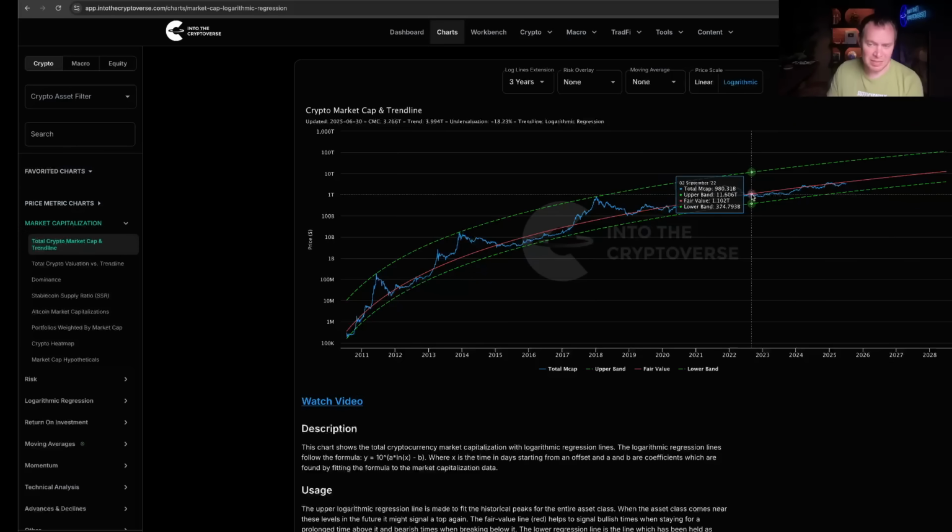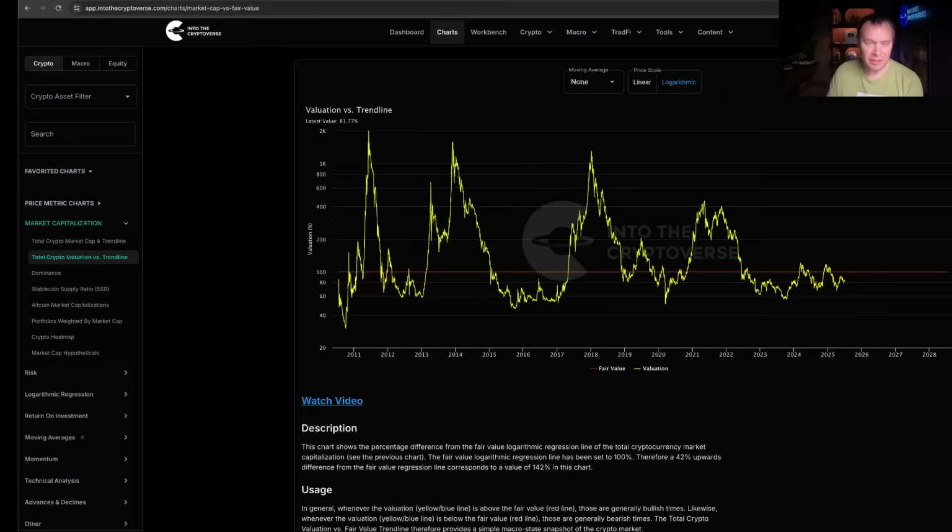So Bitcoin continues to do the heavy lifting, while everything else, to some degree, is just kind of supporting Bitcoin. And so what you'll notice is that, according to this, the asset class is just below the fair value logarithmic regression trend line. If you take the percent difference between the total cryptocurrency market cap and the fair value, you get a chart that looks like this.